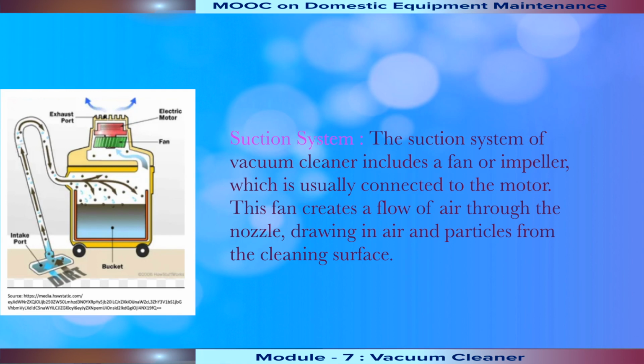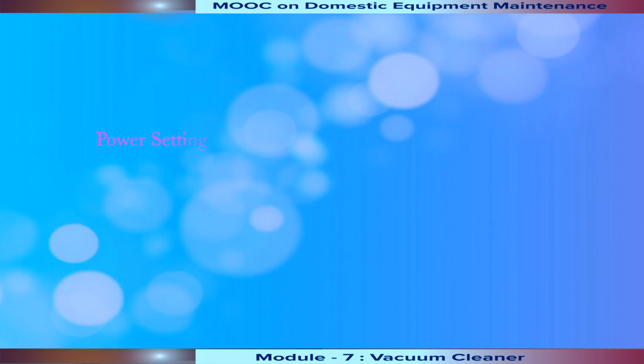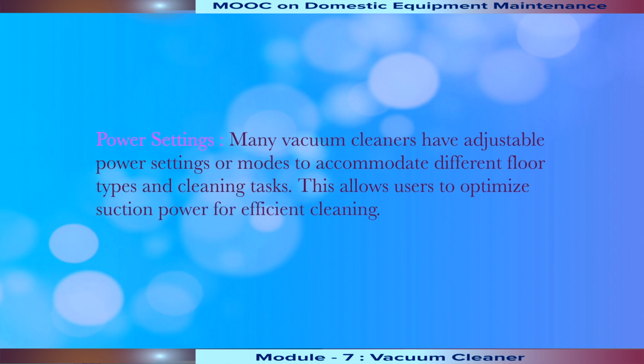The next component is the suction system. The suction system of a vacuum cleaner includes a fan or impeller, which is usually connected to the motor. This fan creates a flow of air through the nozzle, drawing in air and particles from the cleaning surface. The next component is the power settings. Many vacuum cleaners have adjustable power settings or modes to accommodate different floor types and cleaning tasks. This allows users to optimize suction power for efficient cleaning.